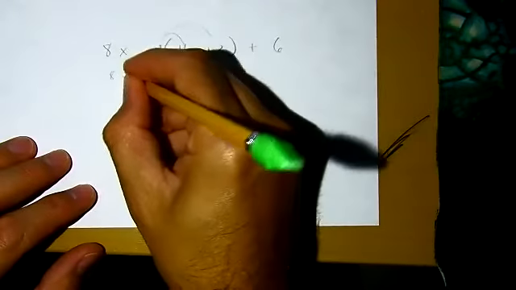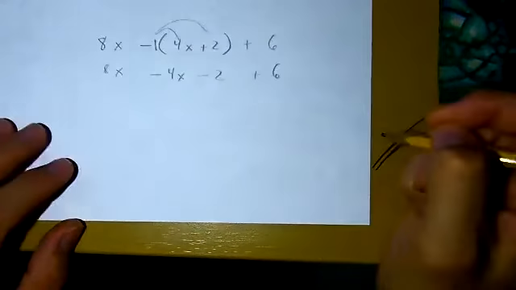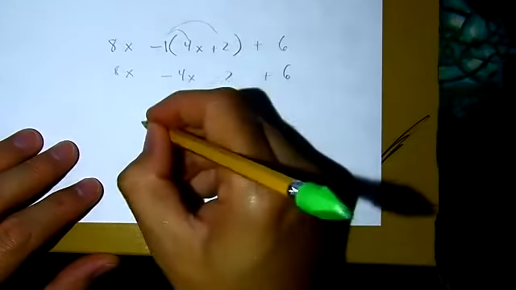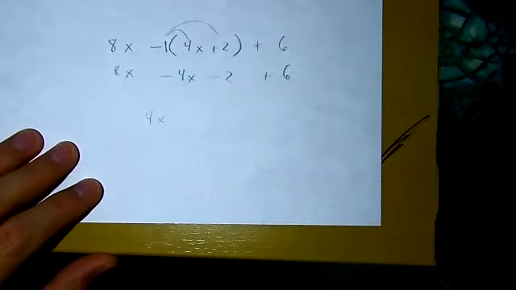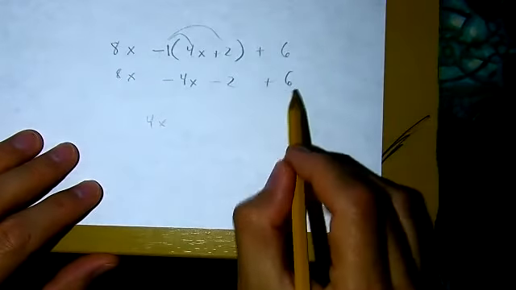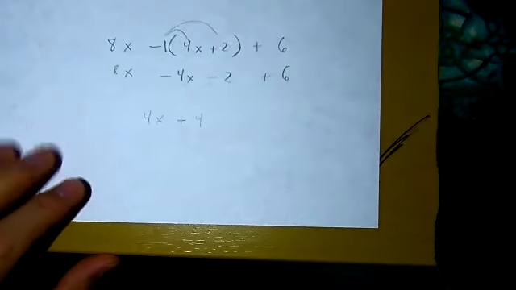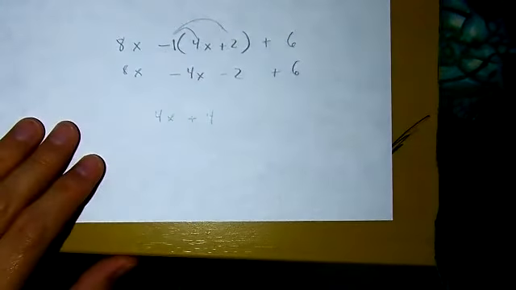Bring down everything that you didn't multiply, then combine your like terms. So 8x minus 4x is just 4x. Negative 2 plus 6, so 6 minus 2, is positive 4. And that's as far as you can go with that one. Now to the worksheets.